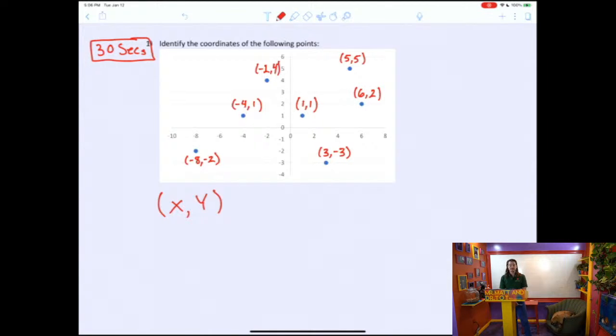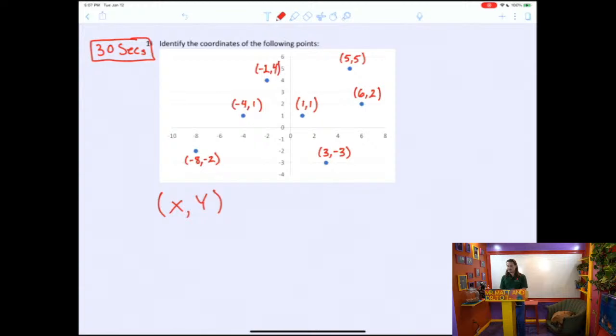The coordinate points that we're going to use to describe the position of each point are going to be a parenthesis, x-coordinate, comma, y-coordinate, and parenthesis. So starting with the leftmost point, we have a distance of -8 from the origin, and we're down 2 from the origin. So we have to go left from the origin 8, down 2. That's going to represent a coordinate point of (-8, -2).